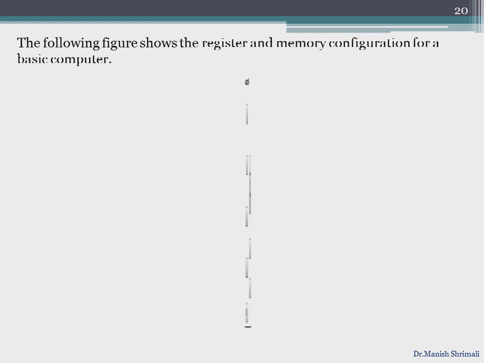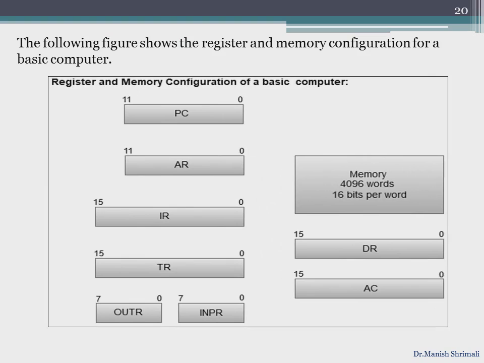Next, this particular diagram shows the register and memory configuration for the basic computer. Again, here the register configuration of a basic computer is shown, in which we have the program counter, the address register, the instruction register, the temporary register, the input register. The details of all these are also given on the next slide. So let us consider this one.